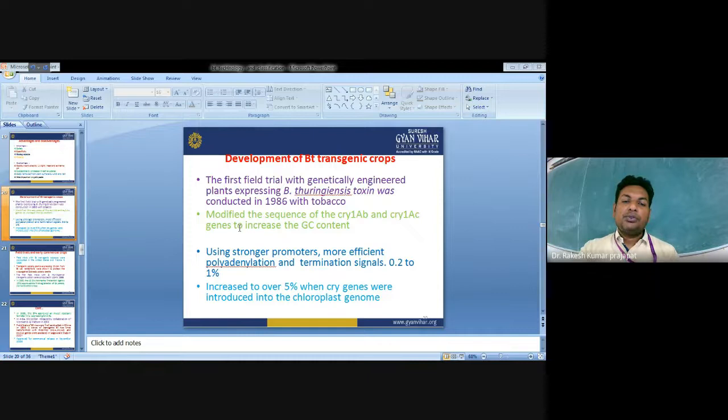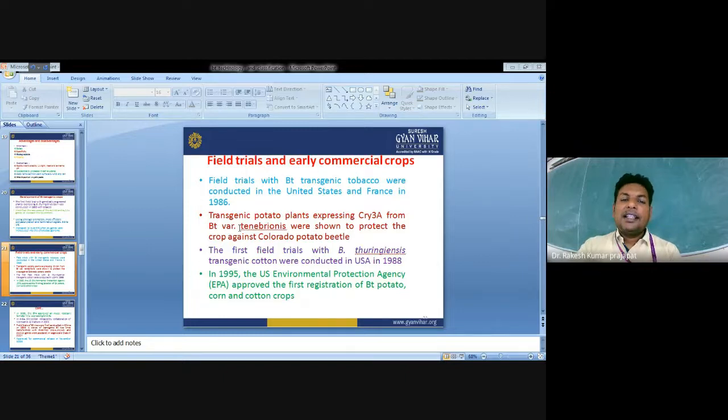Cry1Ab and Cry1Ac genes were modified to increase the GC content, using a strong promoter and more efficient polyadenylation and termination signals. Expression rose from 1% to over 5% when genes were introduced into the chloroplast genome. There are a large number of field trials going on for the commercial release of these transgenic crops.